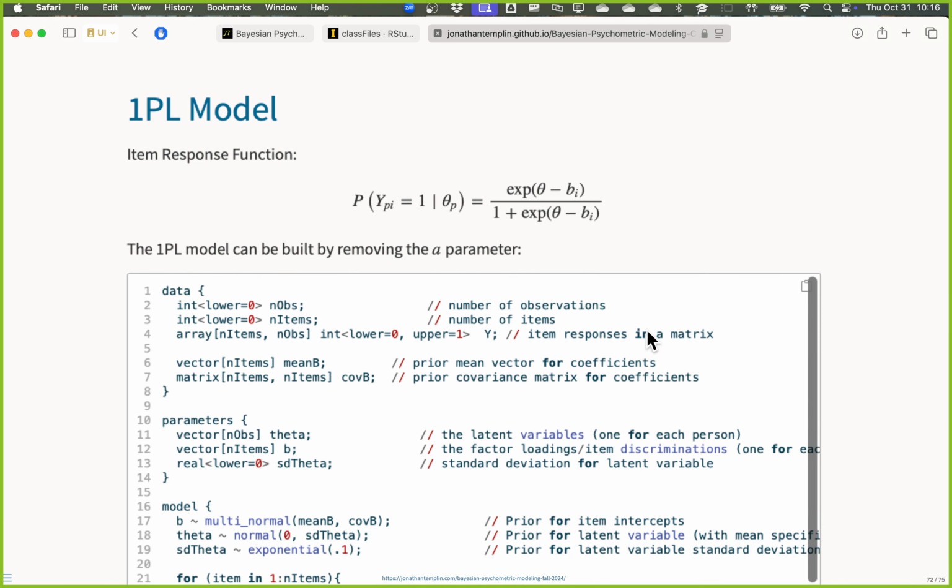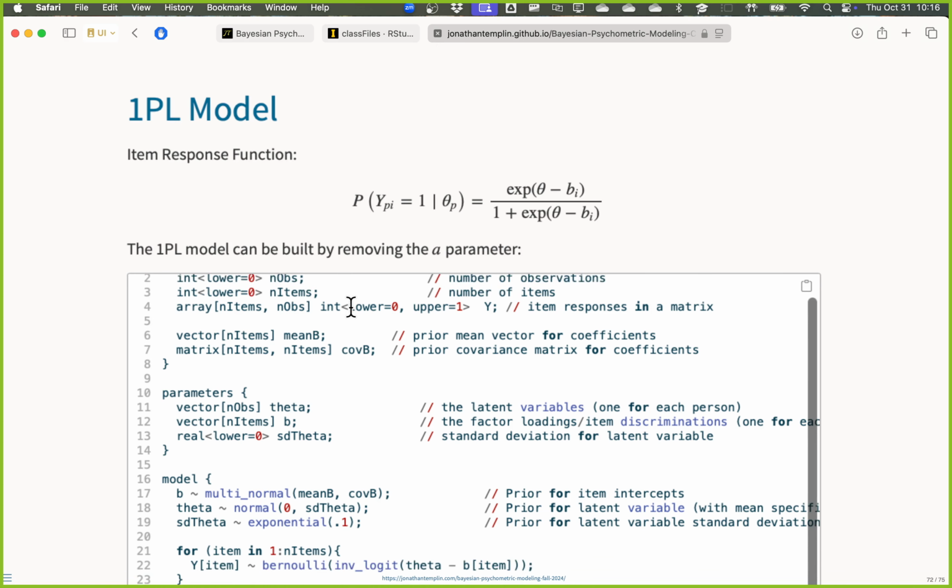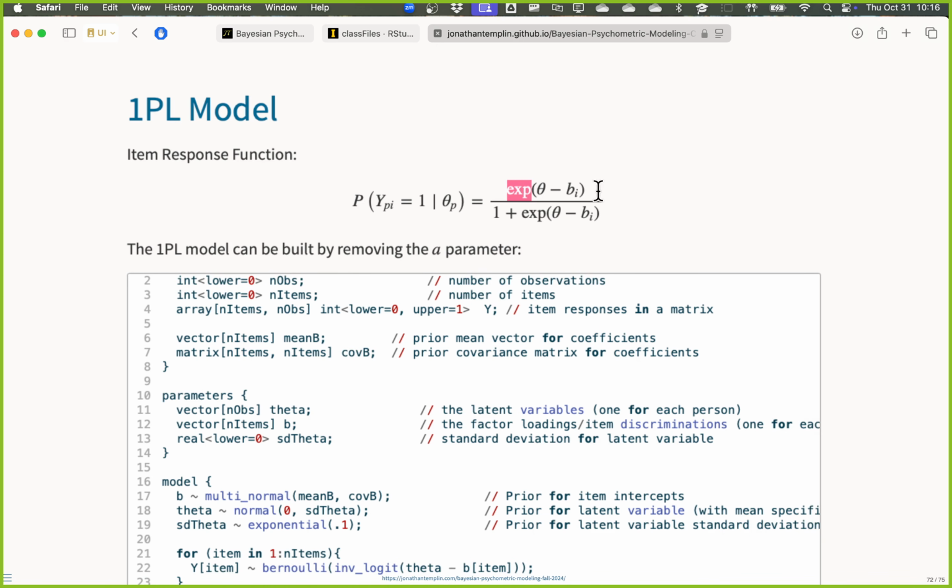All right. Anyway, here's the one parameter model. I said all that to say I'm going to show you this with a 3 parameter model, but I'm going to start with the 1 parameter model. In the 1 parameter model, we often phrase it as theta minus b.